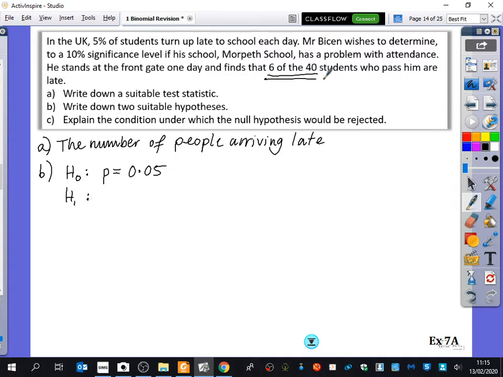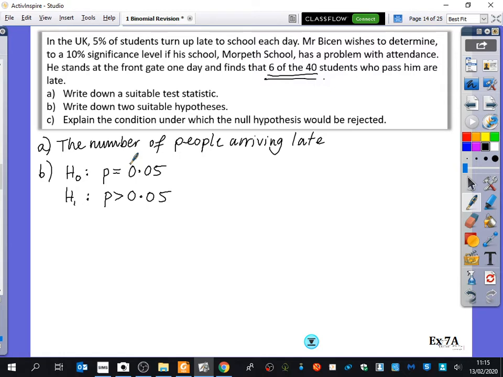Does that seem like a lot of people or not a lot of people? 15%. That's a lot of people that have turned up late, okay? So I actually think, my alternative hypothesis, I think that Morpeth has more than 5% of people coming along. And I'm really trying to say, well, actually, if I did this measurement and I worked out the binomial probability that there were 6 or more people late out of 40, if that was really, really rare at the 5% probability, then that makes me go, actually, Morpeth has got a problem with attendance.